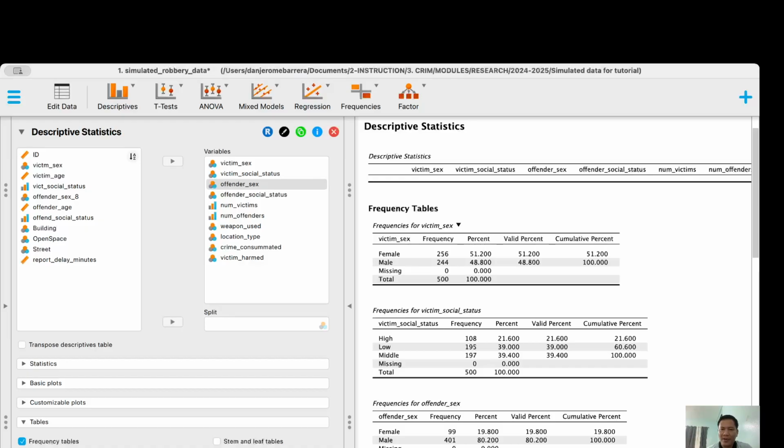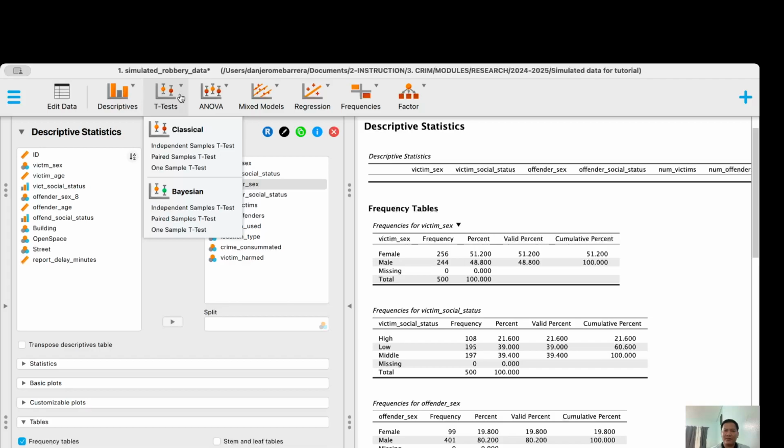So we are now back into our JASP software. Remember that we have just conducted the descriptive analysis. Let's go to t-test. Let's go to the menu here above and let's jump to t-tests. You are presented with classical and Bayesian. We limit ourselves to classical analysis. Let's choose independent samples t-test.